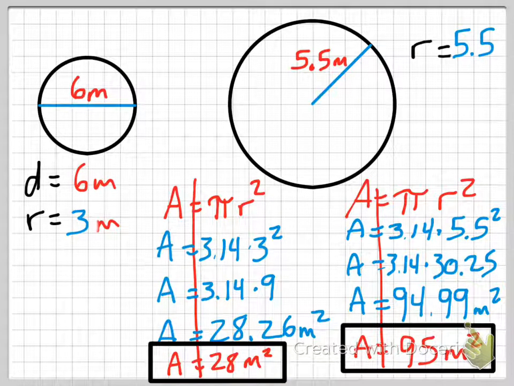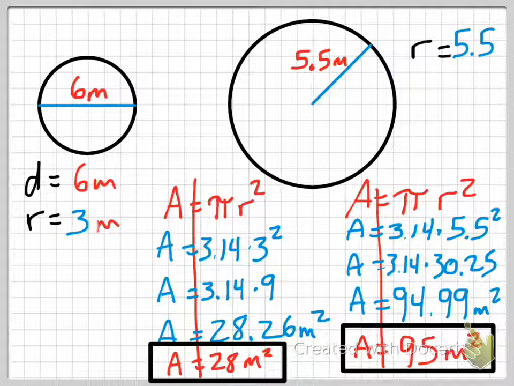On the second one, same thing. Wrote down the formula. A equals pi r squared. Plugged in 3.14 for pi, 5.5 for the radius. After I squared 5.5 by multiplying it by itself, I got 30.25. Then multiplying that by 3.14, I got 94.99 meters squared, which I rounded to 95 meters squared. So the area of that second larger circle is 95 meters squared.